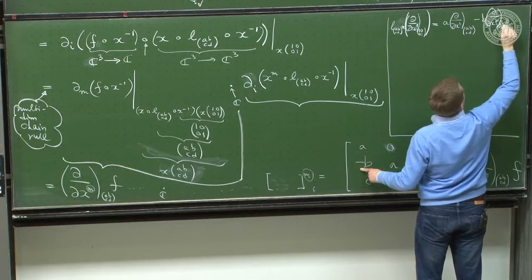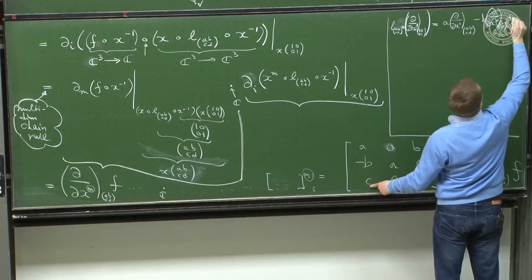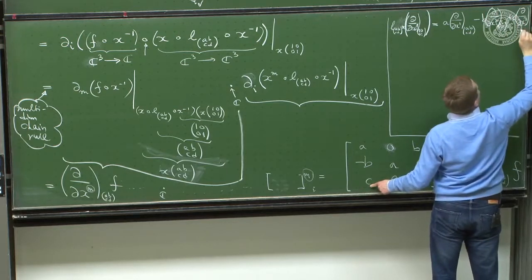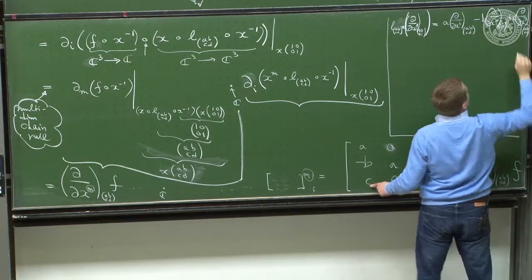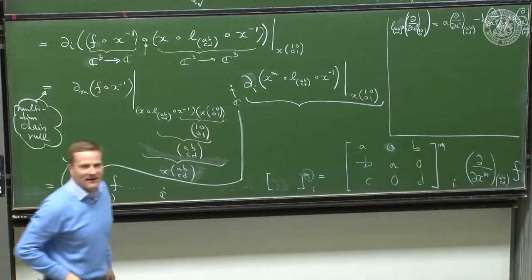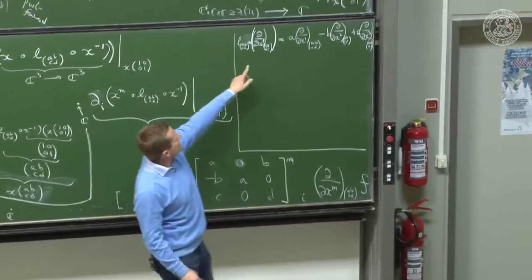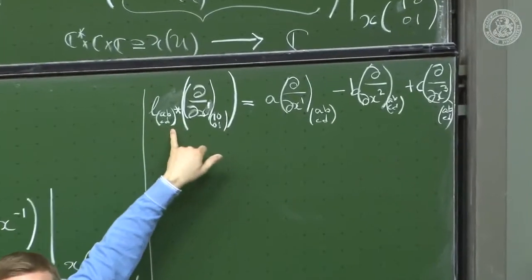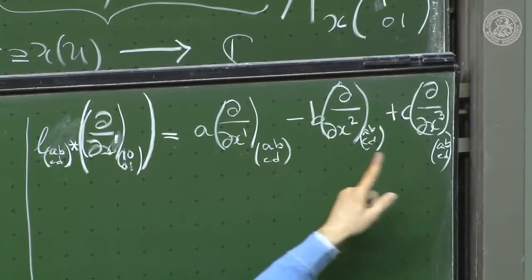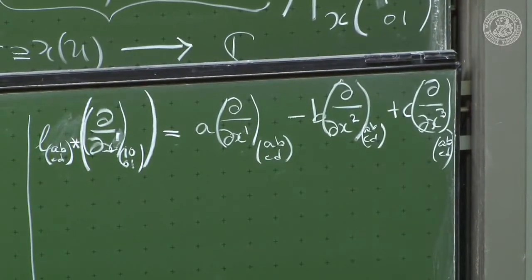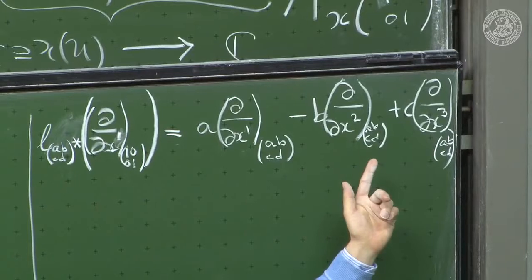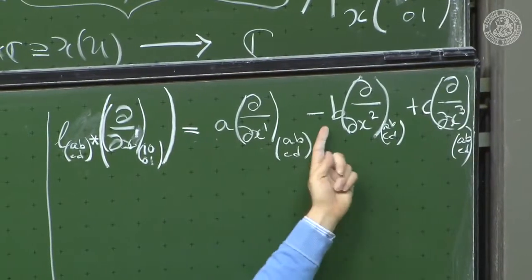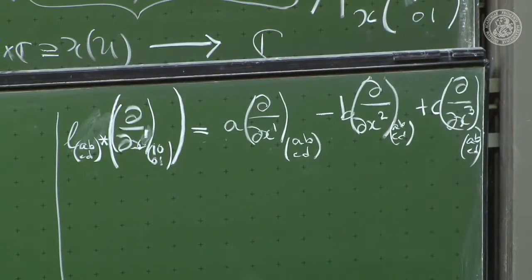minus b times d by dx2 at A, B, C, D plus c times d by dx3 at the point A, B, C, D. This is the tangent vector in the one direction at the identity. I push it forward to the point A, B, C, D. There it becomes a linear combination of the coordinate-induced basis at the point A, B, C, D with the coefficient components A, minus B, plus C.